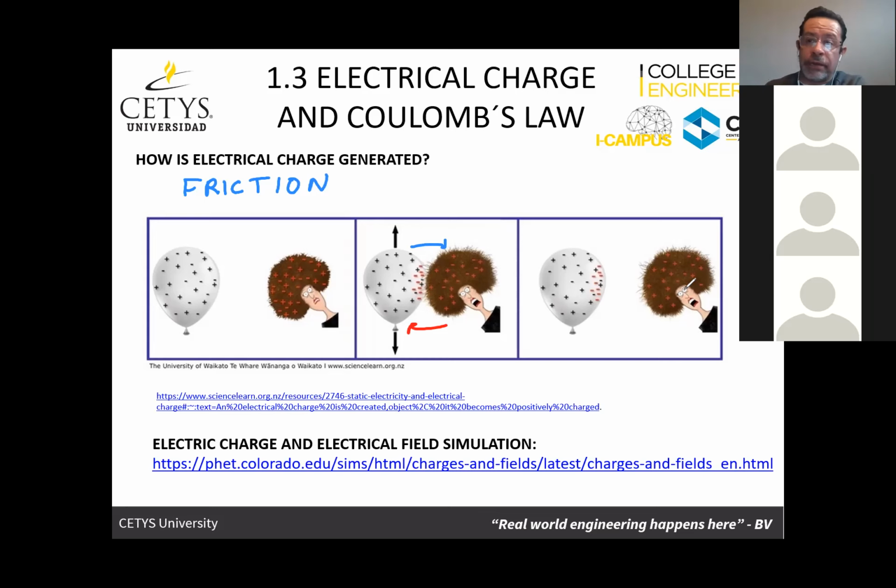So friction is one way of doing it. There are many ways to generate charge. The other is by induction.